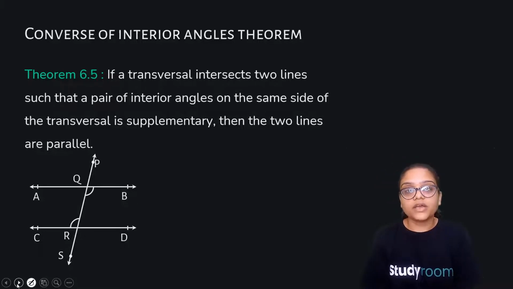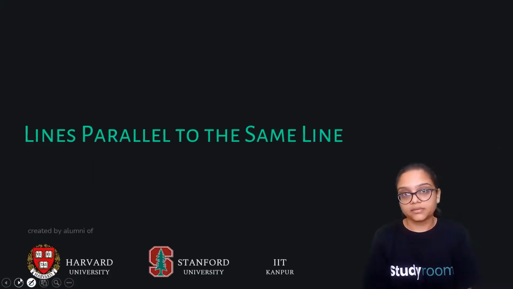Now, we have completed all the theorems, and based on the theorems, we have various questions to be solved. I hope the theorems are clear to you. Now, we will proceed to lines parallel to the same line. Okay. What does it mean? Lines parallel to the same line. Let us see.